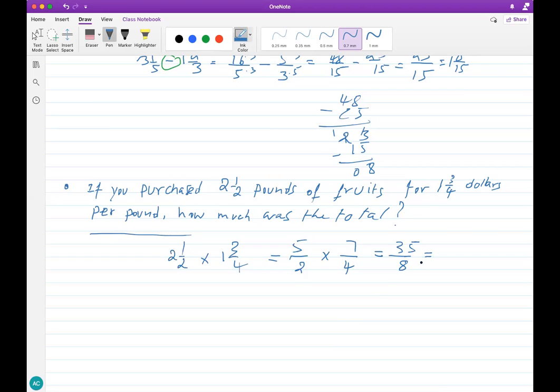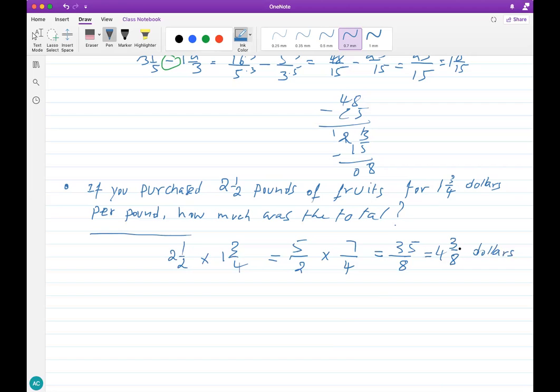8 times 4 is? 32. So 8 into 35, 4 times. What's the remainder? 32 from 35 would be? 3. That's right. 4 and 3/8. That means $4 and some change here, if you want to turn that into decimals. Or you can add the unit if you want.